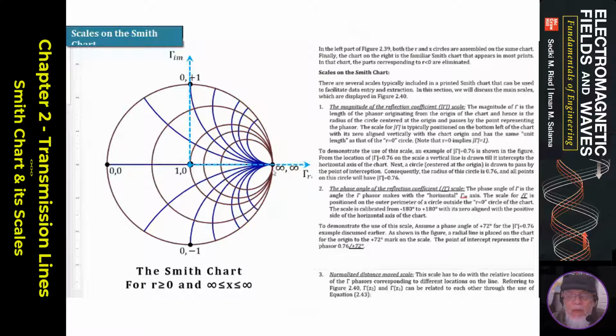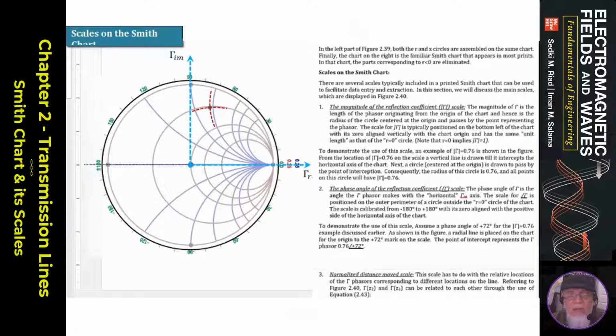Basically I just superimpose the coordinate system, which is gamma real and gamma imaginary. Now, to explain those scales, we need to understand what we're going to do with this Smith chart. Basically what we do is we have a given impedance, a location on the transmission line.